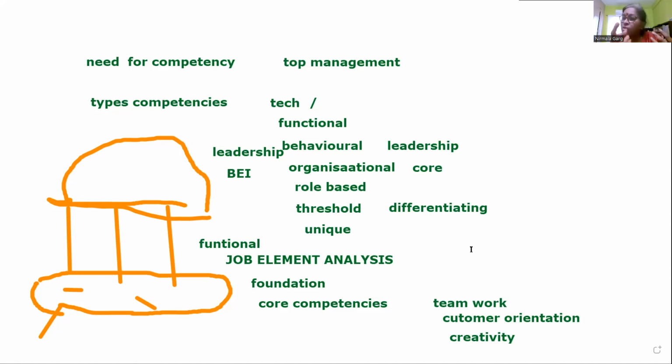Once you've got the cluster of competencies, what will you do next? Then you will write the competency dictionary. After you have done the competency mapping, step 1 is defining the competency. Step 2, defining the behavioral indicators. Step 3, writing the proficiency levels. Okay, very clear. I want to rub this out and get to that.